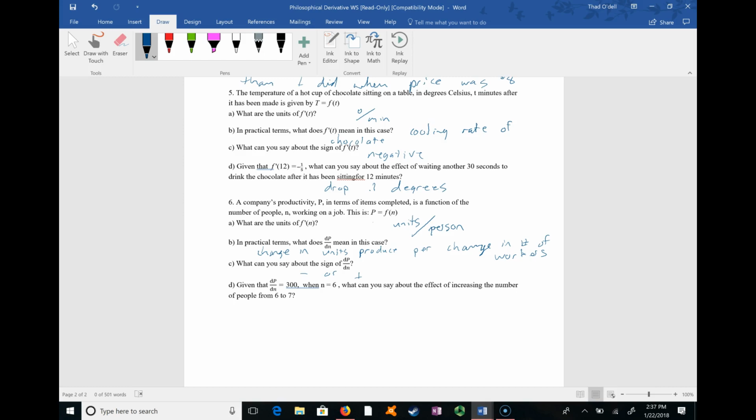Given that the derivative is 300, this is telling me that at this point, if I hire another worker, I'll produce 300 more units. This says when n is 6. So right now I have 6 people working, so apparently maybe I need another person, because that seems like a pretty big increase. So if I was to go from 6 to 7, which means hire 1 more worker, I would produce 300 more units of my product.